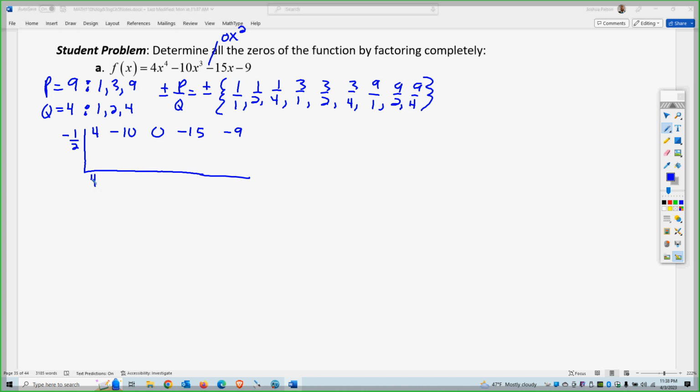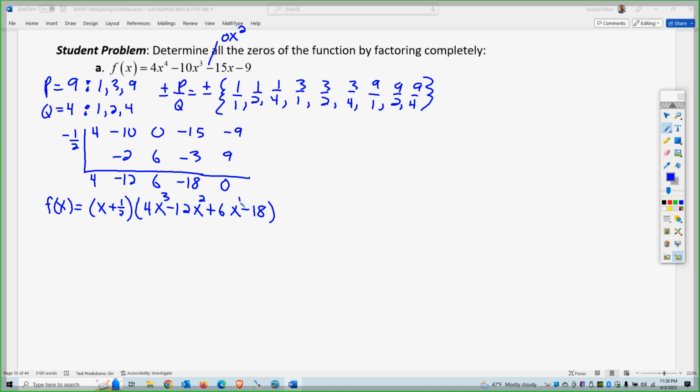So I'm going to add, multiply by negative 1/2, and repeat that down the row. It looks like that worked out. So f of x is equal to x plus 1/2, which will give me negative 1/2 when I solve, and then 4x cubed minus 12x squared plus 6x minus 18. The original problem was a fourth degree, so now I'm down to 3 because I factored 1 out.